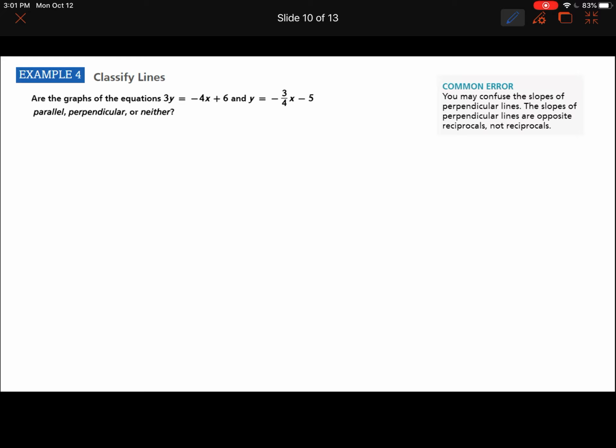So example 4. Are the equations 3y equals negative 4x plus 6 and y equals negative 3/4 x minus 5 parallel, perpendicular, or both? So the first thing I need to do is get this equation into slope-intercept form. To do that, I'm going to take my original equation and divide by 3 across the board. So what I'm left with is y equals negative 4/3 x plus 2.